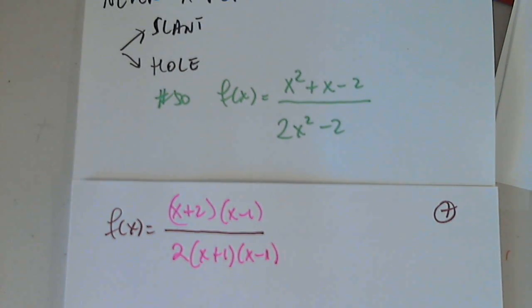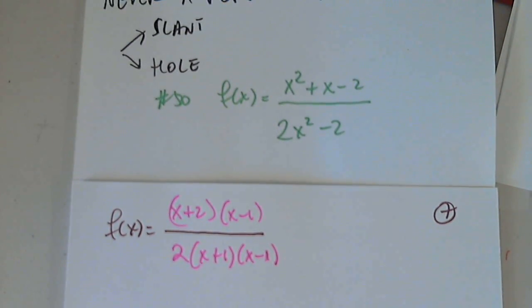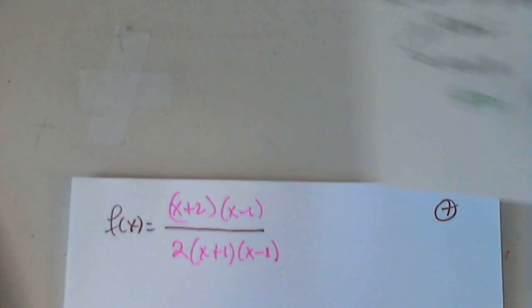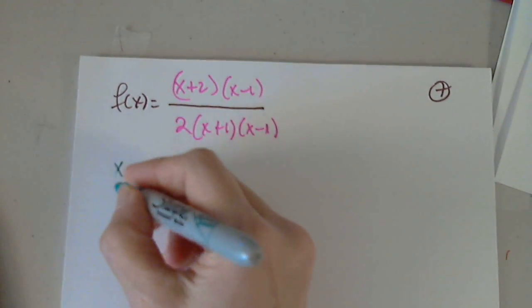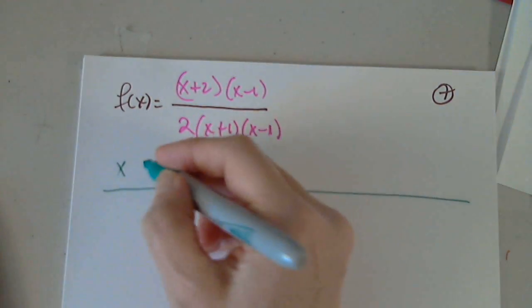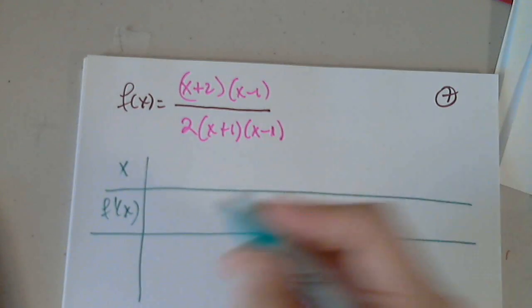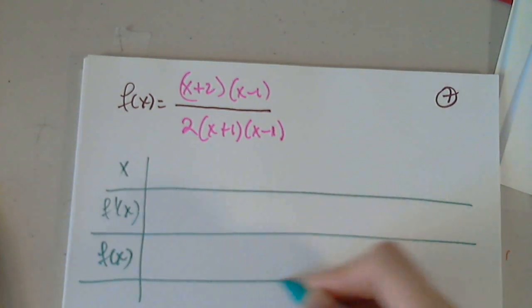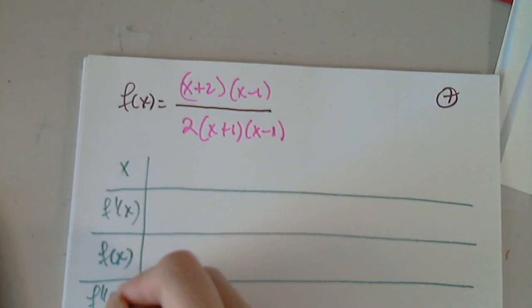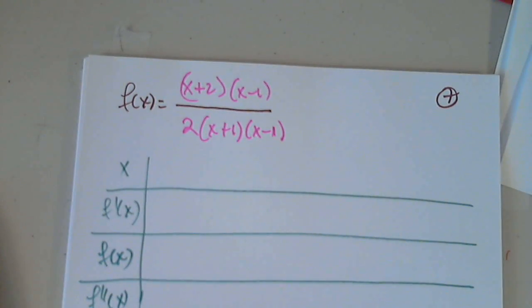I need the factored form for many reasons. For the x-intercepts, for the domain, for limits, for a lot of other things. I will get my table going. I don't need this page anymore here. When you finish filling up the table, then you know you're done and you're ready to graph.